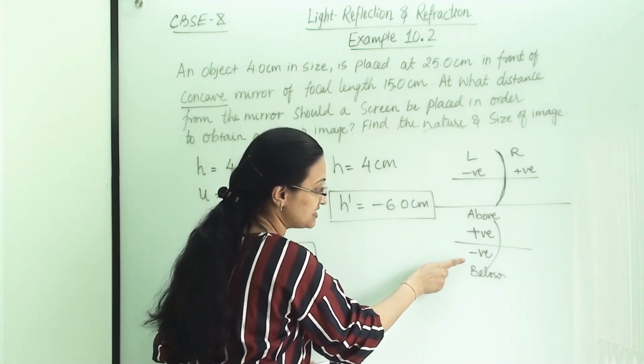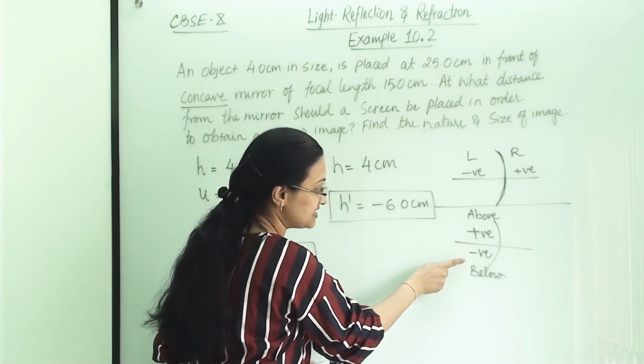So, minus V by U equals H dash divided by H. We know this, so this minus V by U we have placed in the place of M. Now, we need to find out H dash, that is the size of the image. So, let us reframe this formula: H dash equals minus V into H. This H we are taking to this side. So, minus V into H divided by U.